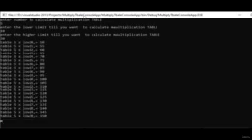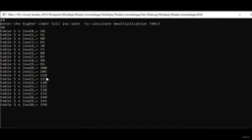And we can see 10 into 5 is 50, 11 into 5 is 55, 12 into 5 is 60, 13 into 5 is 65, 14 into 5 is 70, 15 into 5 is 75, 16 into 5 is 80, 17 into 5 is 85, 18 into 5 is 90, 19 into 5 is 95, 20 into 5 is 100, 21 into 5 is 105. It goes on like that till 30 into 5 is 150.